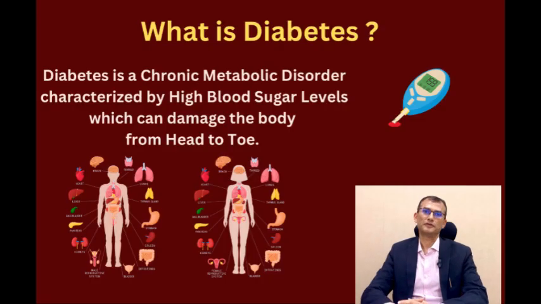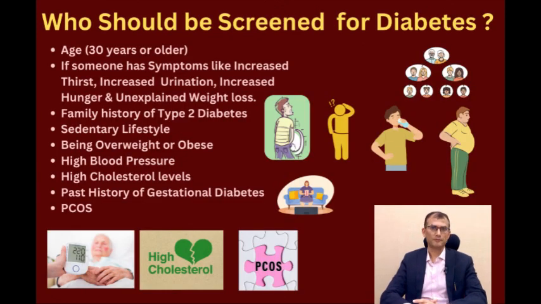So, what is diabetes? Diabetes is a chronic metabolic disorder characterized by high blood sugar levels, which, if not treated promptly and properly, can damage the body from head to toe. So, who should be screened for diabetes? People aged more than 30 years, or even younger if they have some symptoms suggestive of diabetes.